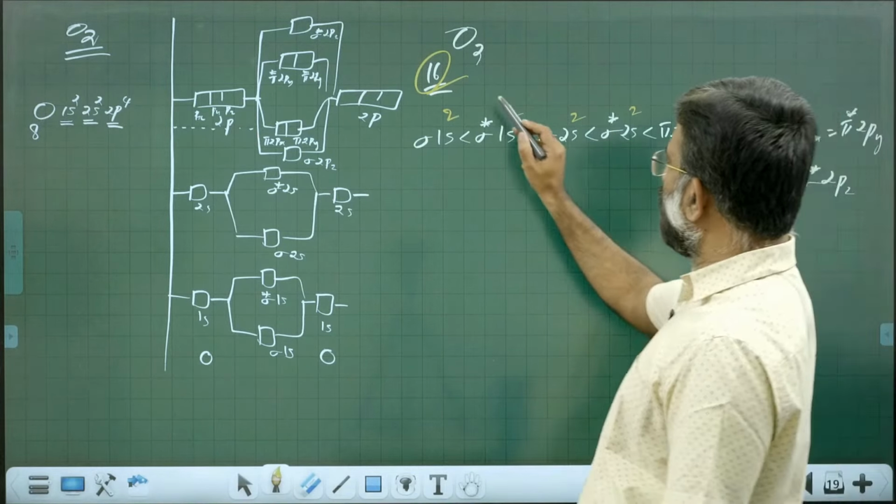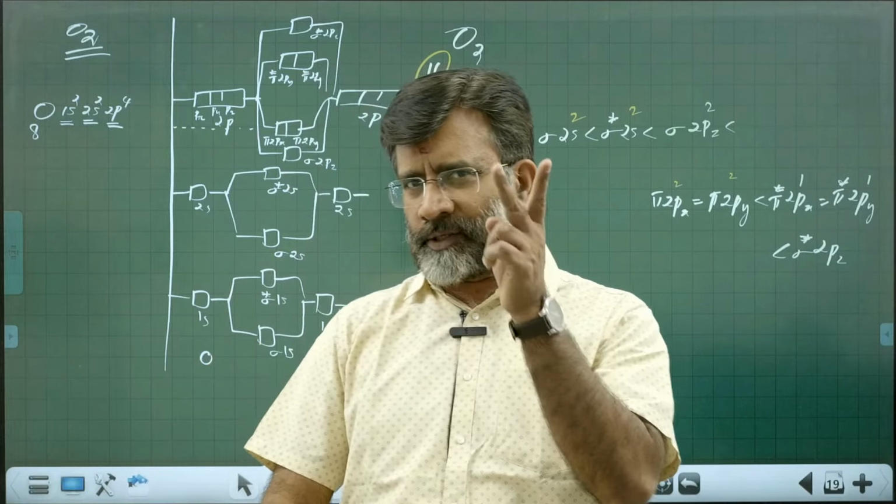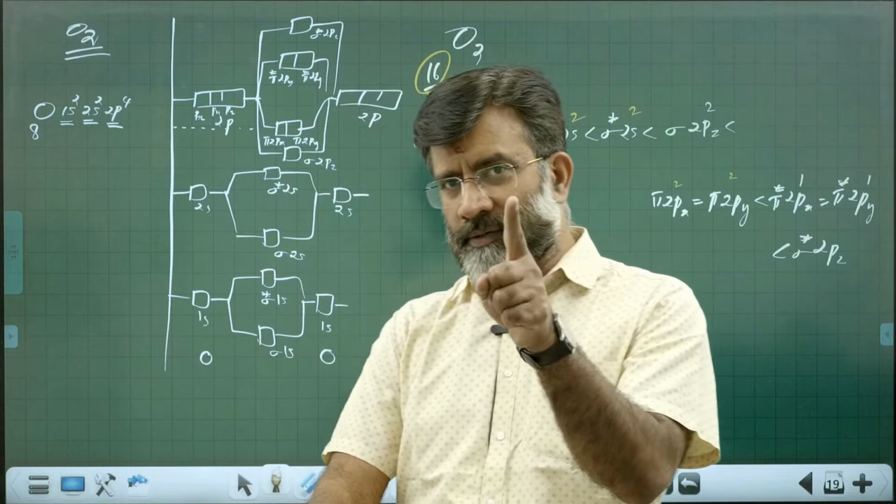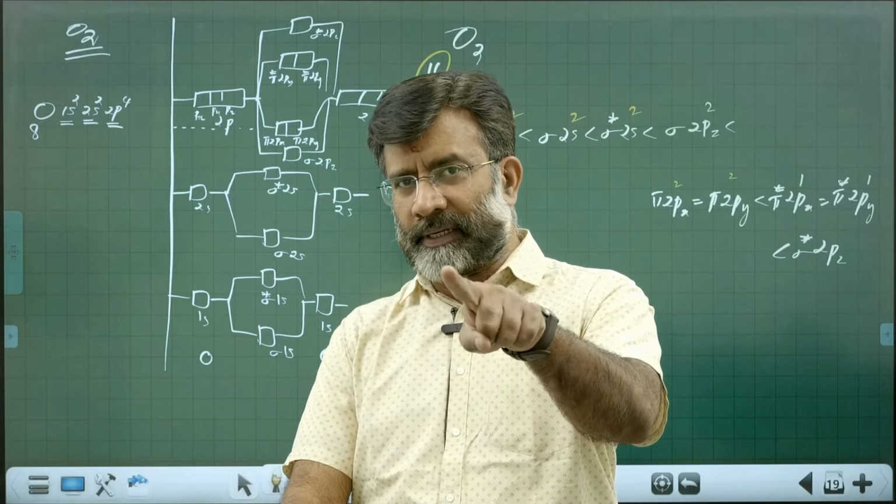It is sigma 2pz. It has to be like this, right? Sigma 1s, sigma star 1s, sigma 2s, sigma star 2s, sigma 2pz, then pi 2px, pi 2py. 16 electrons: 2, 4, 6, 8, 10, 12, 14, 15, 16. The last two electrons will be unpaired and distributed in the pi star orbitals equally.